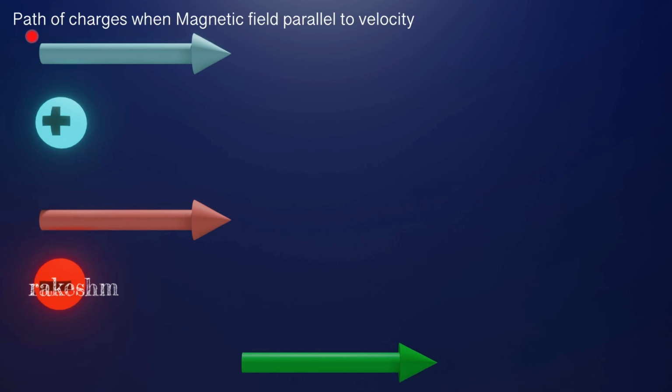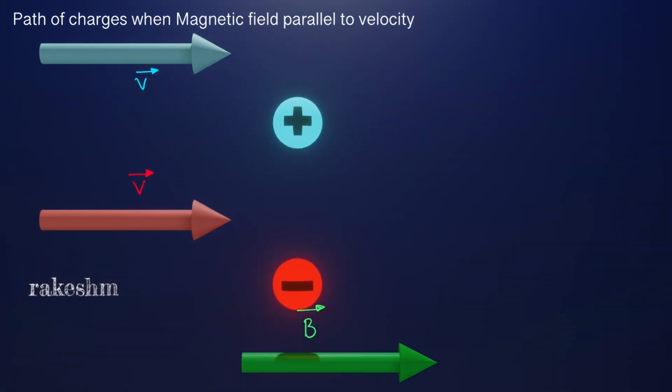Next, let us look at the path of the charges when magnetic field vector is parallel to their velocity vector. When the magnetic field vector is parallel to the velocity vector of the charges, the force on the charges is 0 and the charges continue to move with constant velocity.